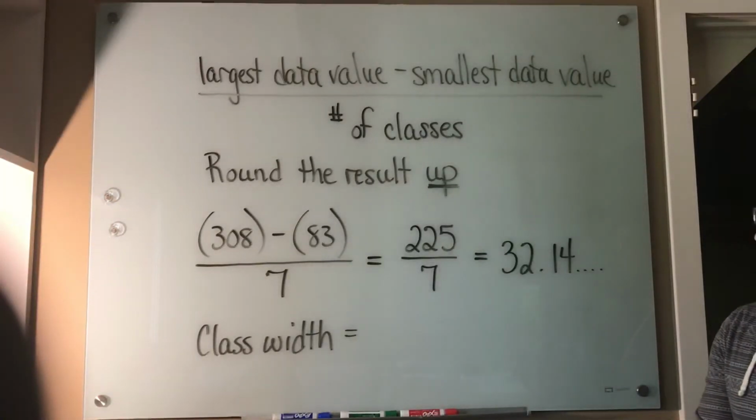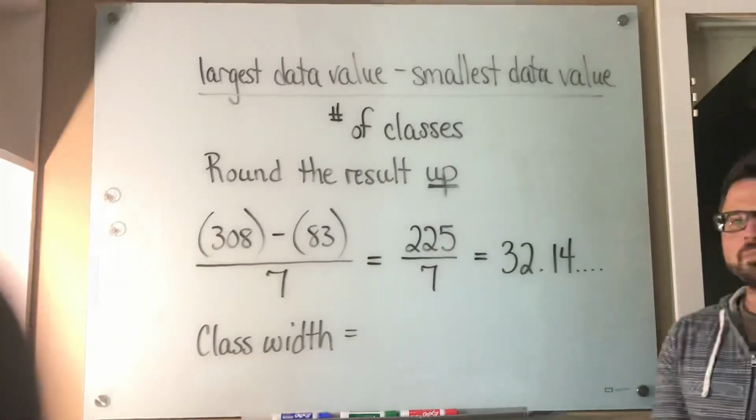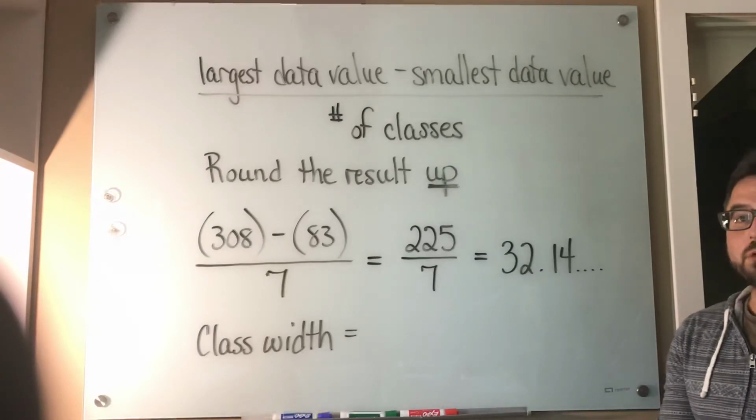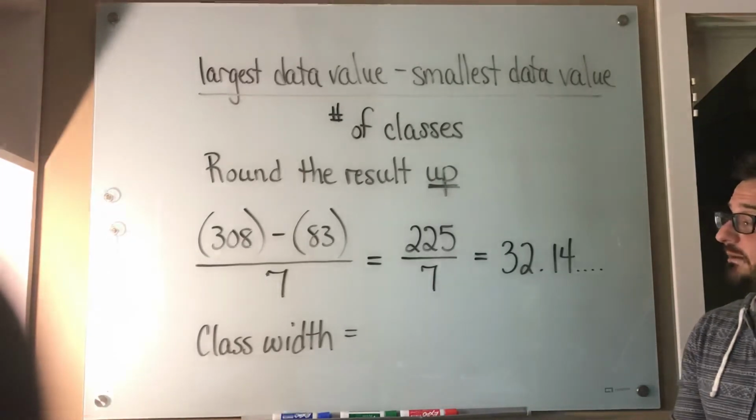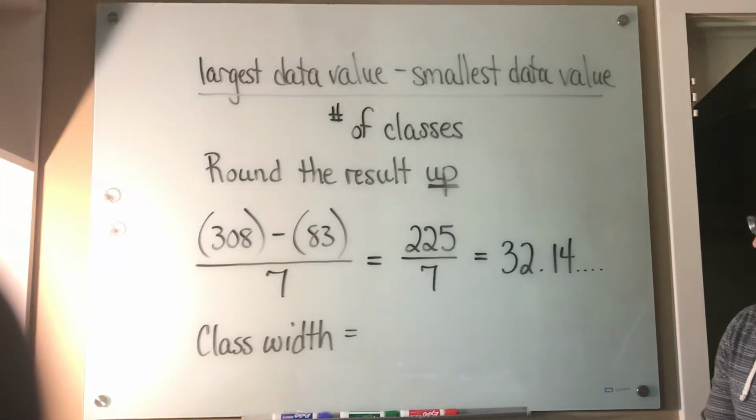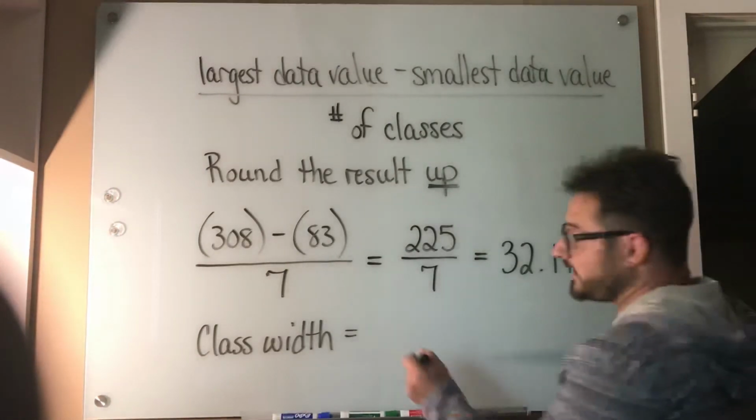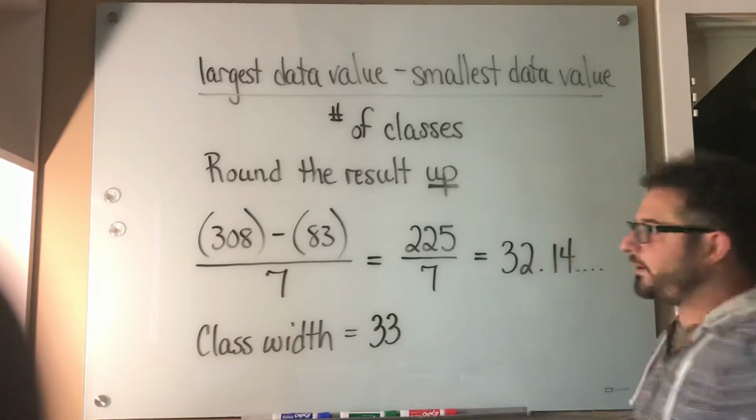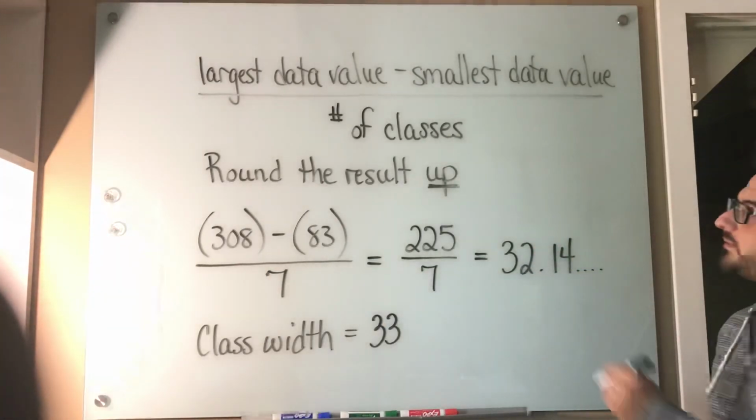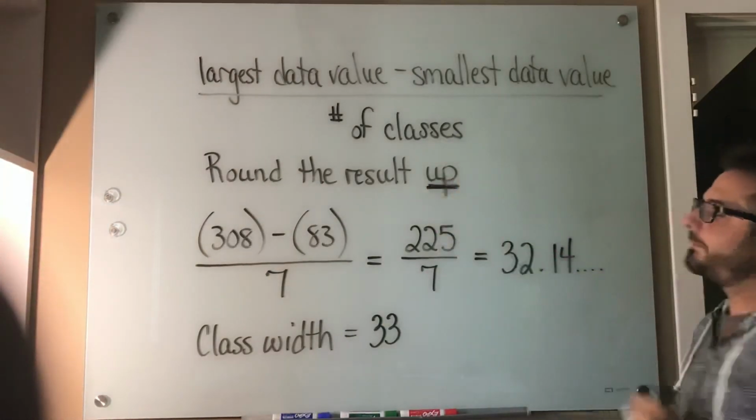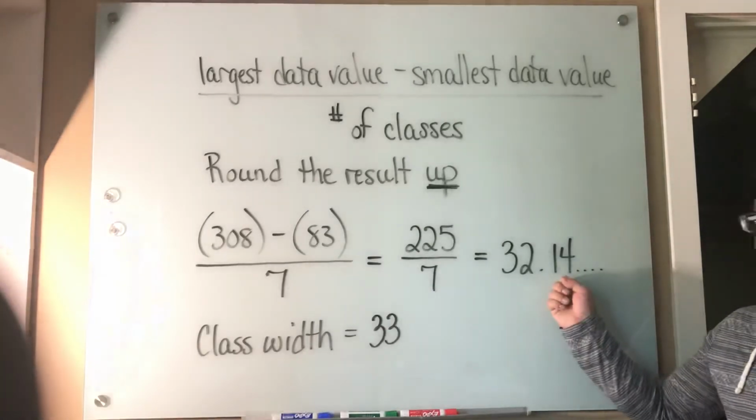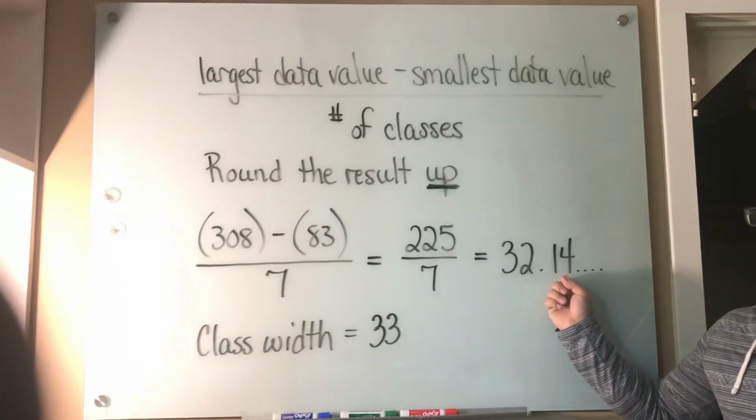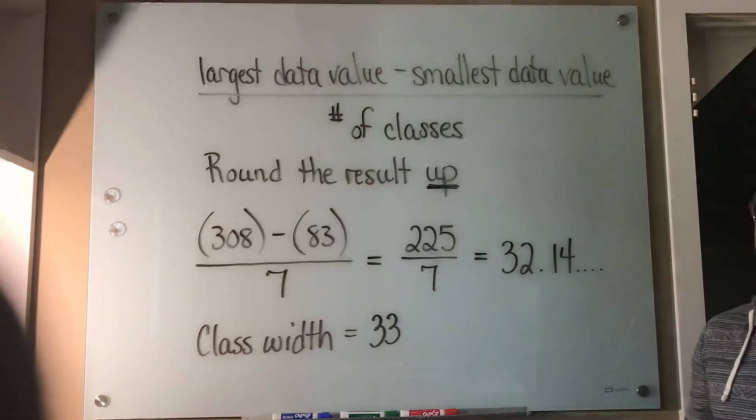But if we round down, the classes will not be big enough to include all of the data values in the set. That will again be demonstrated in a future video. So what we will do is we will round up. We always round the result up, no matter what the decimal places are over here. No matter whether they would normally tell us to round down or not, we always round up.